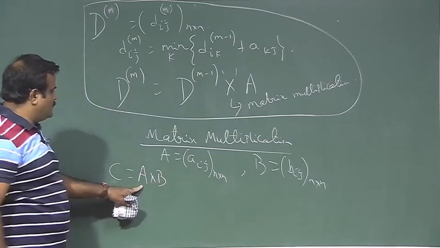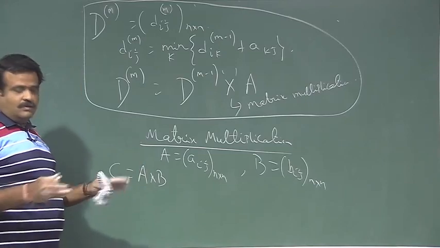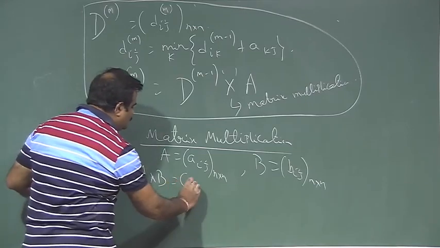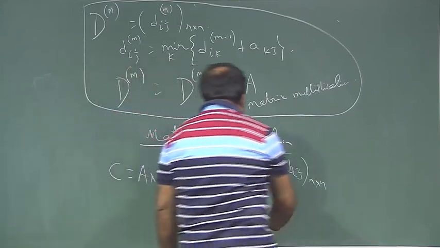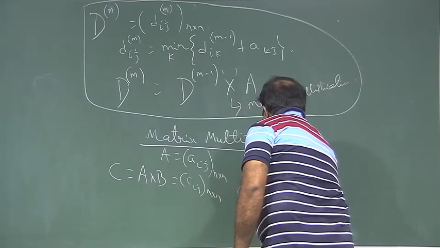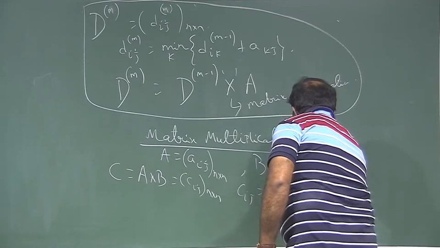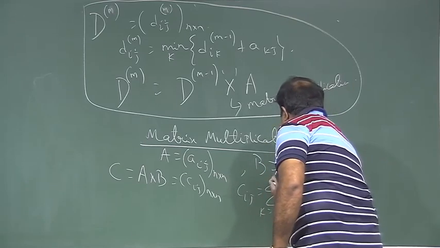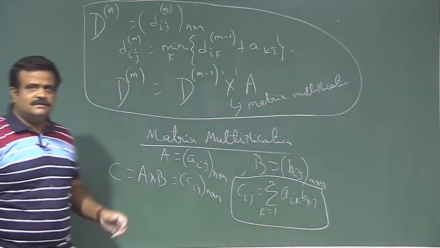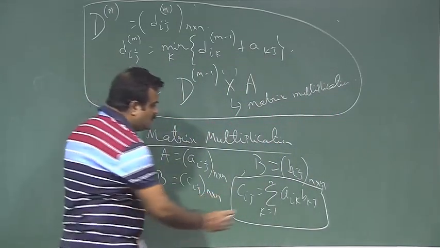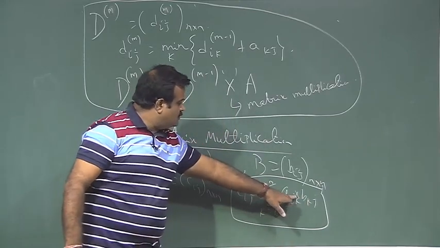This is the matrix multiplication if these are real numbers, or it could be over a field, we will talk about that. So, what is C? C is also of size n by n, and Cij is the summation over k of Aik Bkj, where k is from 1 to n. Okay, this is the formula for matrix multiplication.